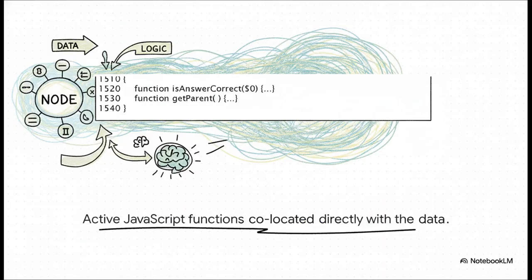But look at what happens right alongside that data. At the exact same path address, the system embeds active JavaScript modules. You can literally see functions like isAnswerCorrect and parent co-located directly with the JSON data. This is visual proof of what we mean by self-explanatory nodes. The database doesn't just hold the information, it contains the exact logic required to operate on it. The node itself knows how to answer the question. No need for a separate external application to process it whatsoever.